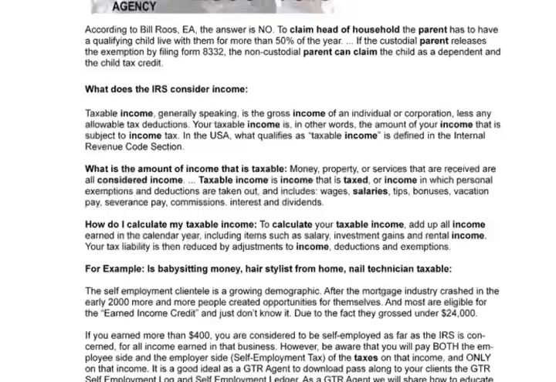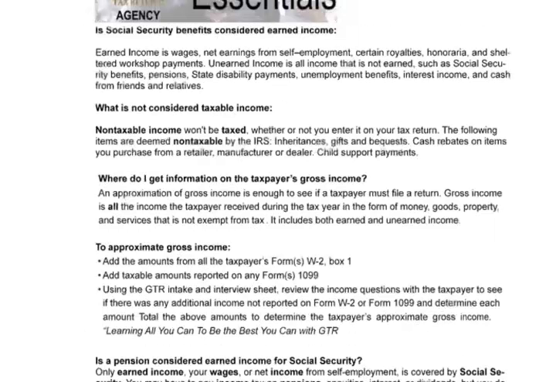How do I calculate my taxable income? To calculate your taxable income, add up all the income earned in the calendar year, including items such as salaries, investment gains, and rental income. Your tax liability is then reduced by adjustments to income, deductions, and exemptions, which I just shared with you a few minutes ago. So we're going to move on.